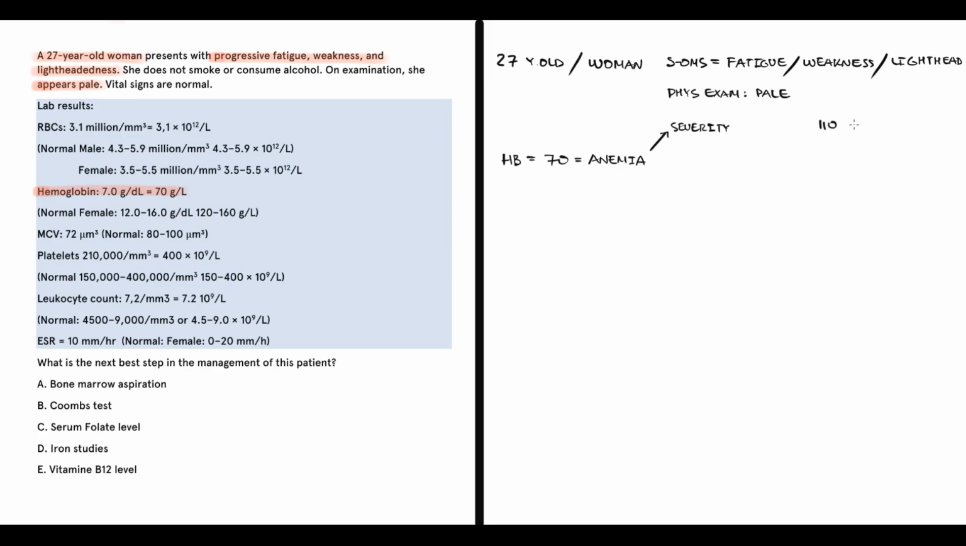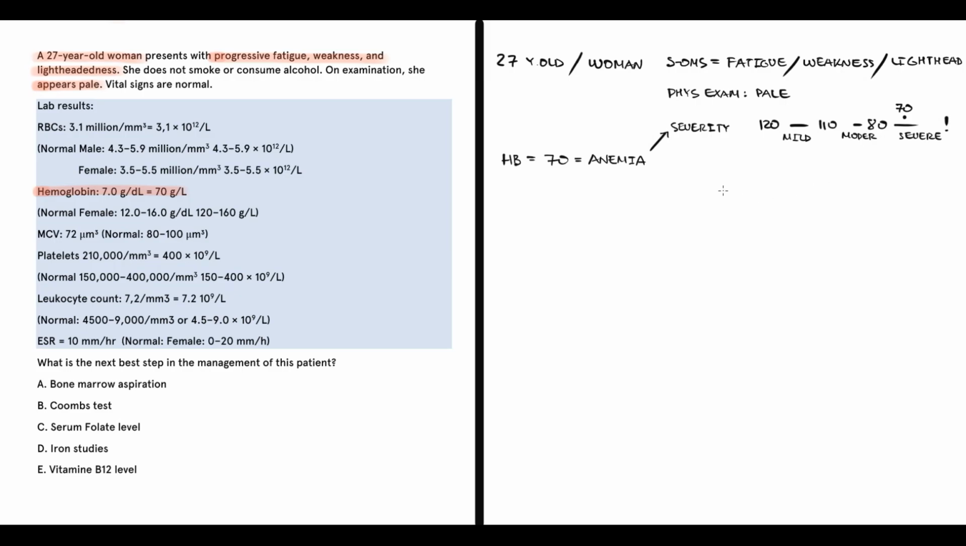It's 110 and 80. Also, in this case, it's a woman, and the lower limit of normal of hemoglobin in women is 120. So, from 120 to 110 is mild anemia, from 110 to 80 moderate, and lower than 80 is severe. In this case, hemoglobin is 70, so it's severe anemia.